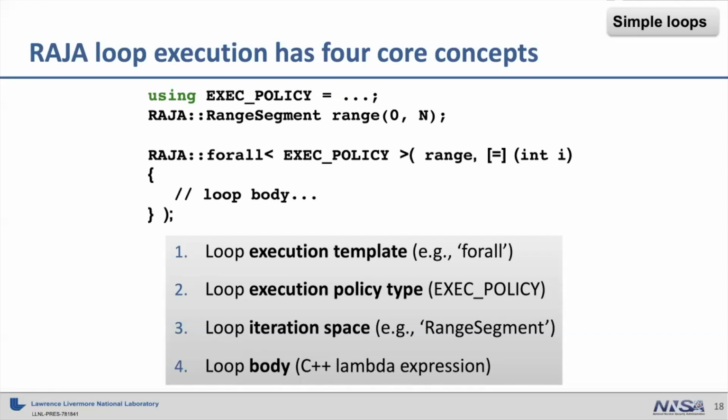So a quick reminder on what RAJA looks like. It's pretty similar, except we have this execution policy. It's an execution template, so it's for all policy types. That's your execution policy. That's how you specify what you're compiling for. And then the iteration space and the loop body, so the C++ lambda.